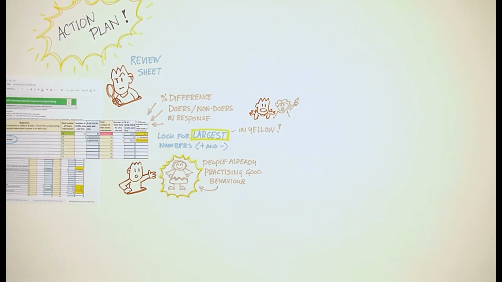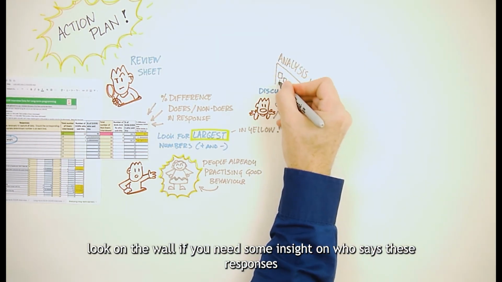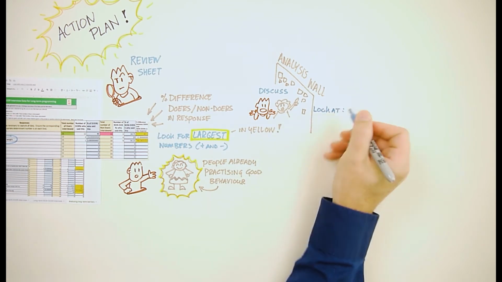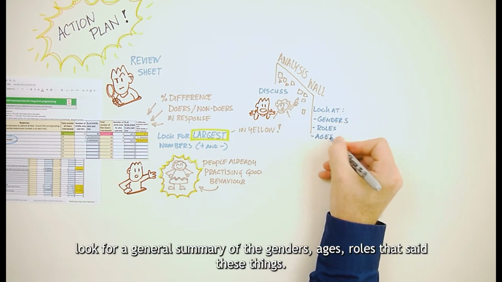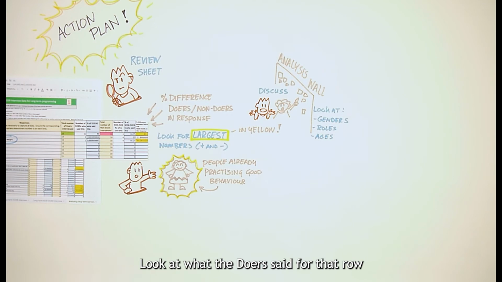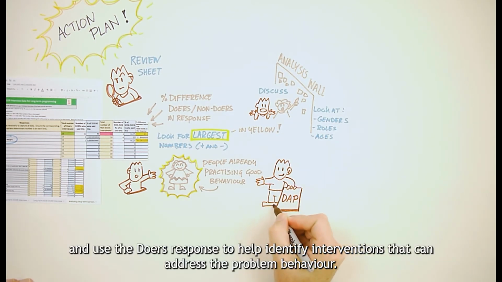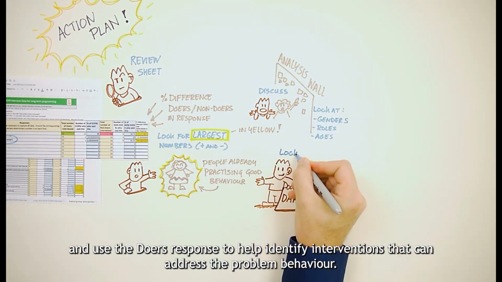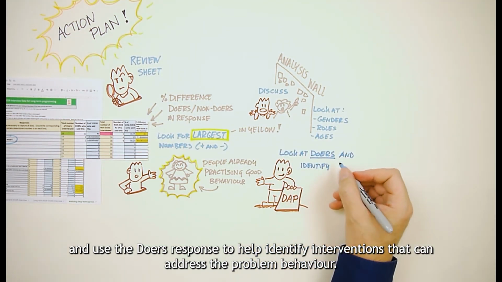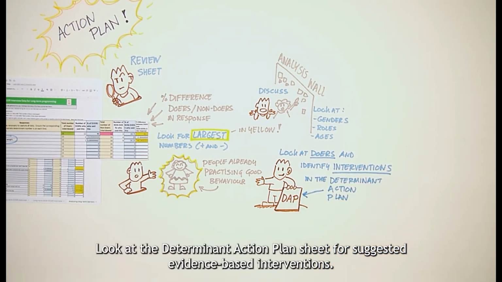Who said them? Look on the wall if you need some insight on who says these responses. Look for a general summary of the genders, ages, roles that said these things. Look at what the doer said for that role and use the doer's response to help identify interventions that can address the problem behavior. Look at the determinant action plan sheet for suggested evidence-based interventions.